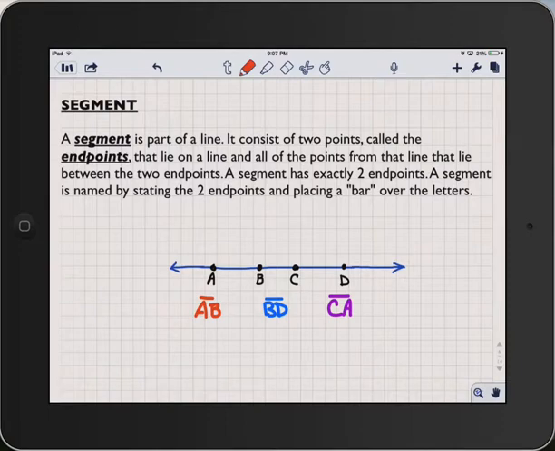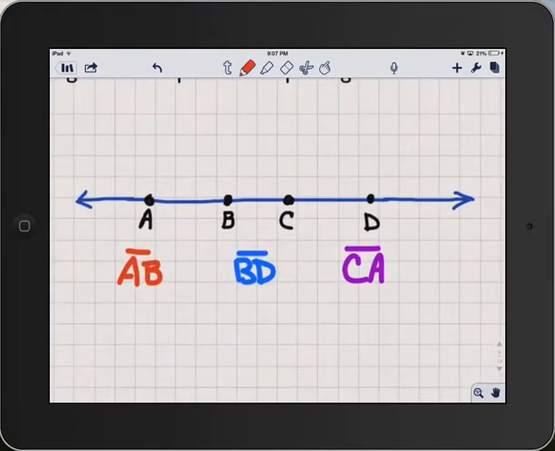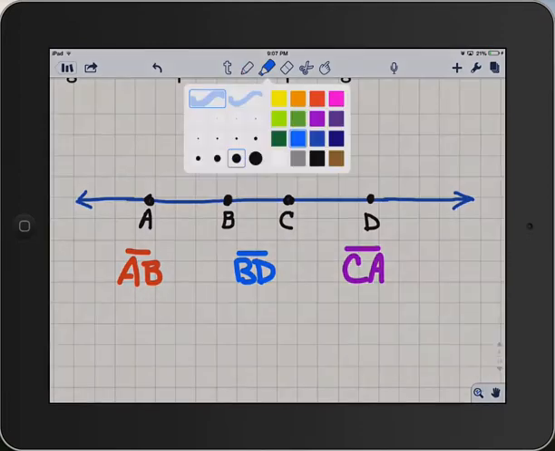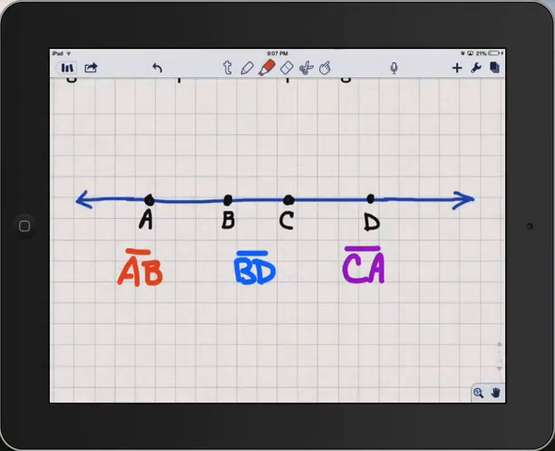So I've named a couple of segments in this diagram. Let's zoom in a little bit. And we have the first one, segment AB. Segment AB starts at point A and goes to point B, or vice versa. They're both referred to as the endpoints and all of the points between A and B. Segment BD, the next one, is going to have point B and point D as the 2 endpoints. So it's everything shaded in blue.